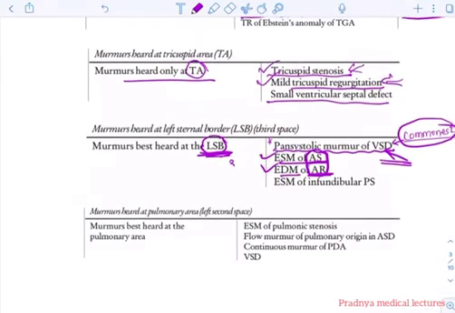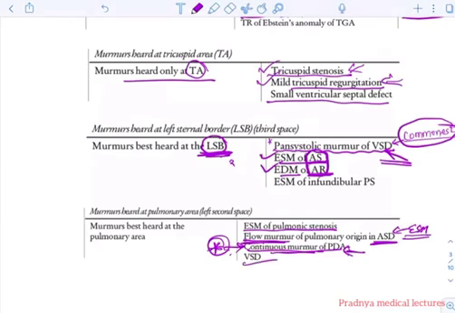Next is along the pulmonary area. The murmur that's heard best along the pulmonary area is the ejection systolic murmur of pulmonary stenosis, and the flow murmur of pulmonary origin in ASD. This is also called an ejection systolic murmur, which is heard in the pulmonary area, but it is due to flow murmur in the atrial septal defect. Next is the continuous murmur of PDA. This is a very important point: in a case of patent ductus arteriosus, we will hear the continuous murmur best at the pulmonary area.